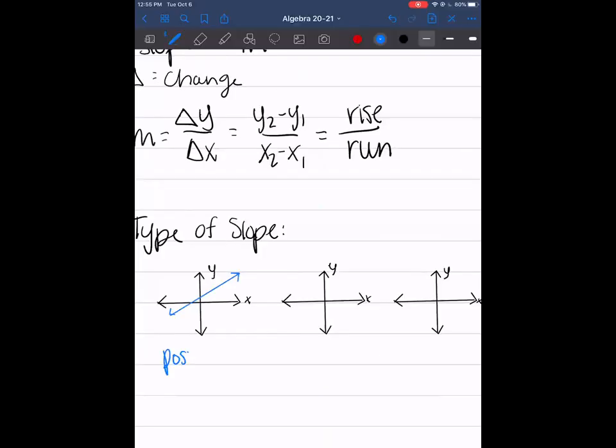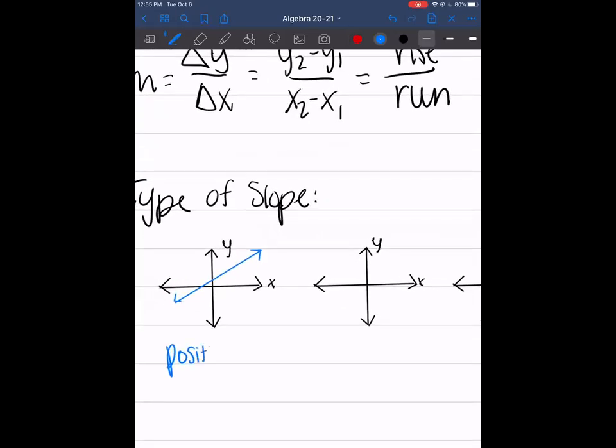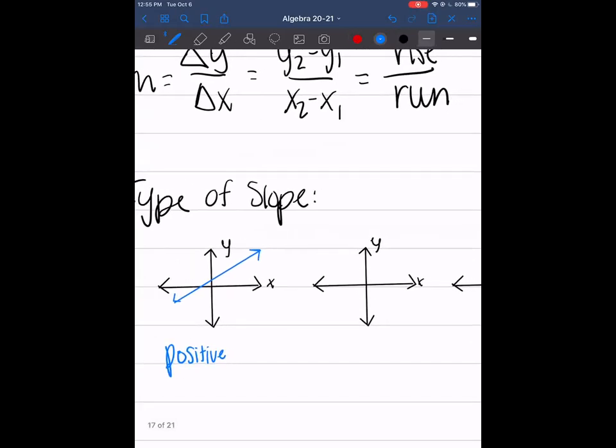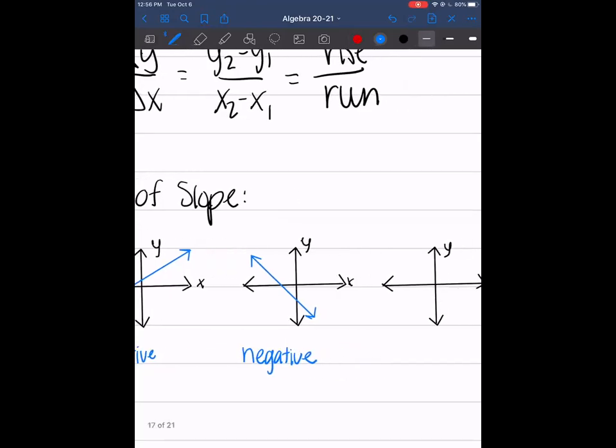Going crazy with my clicking, sorry. Positive. And then as we read from left to right, it's going in the positive direction, or it's going up and to the right, which are the positive values of x and y. So if we're reading from left to right and we see a line that looks like this, there we go, prettier line, then we should know that that is negative. This is the negative slope. That is our negative slope.